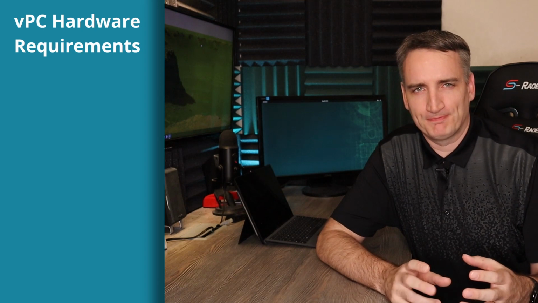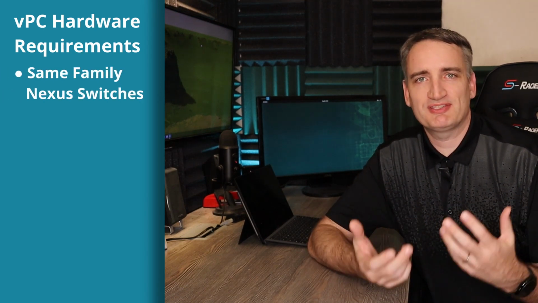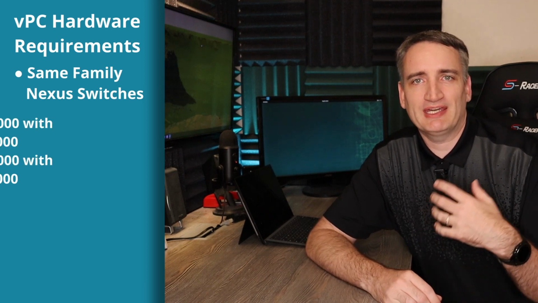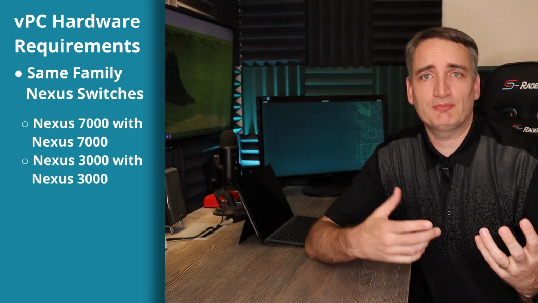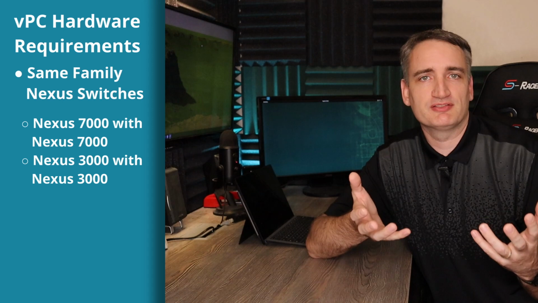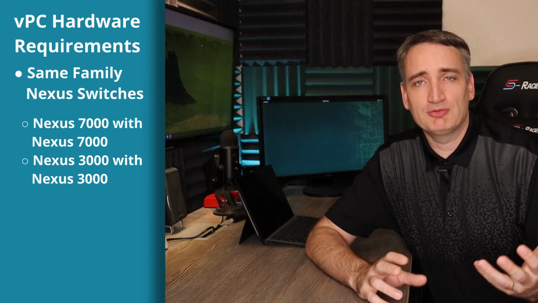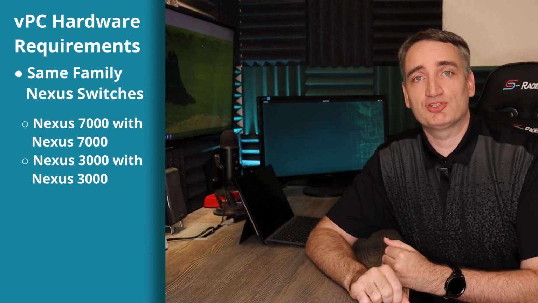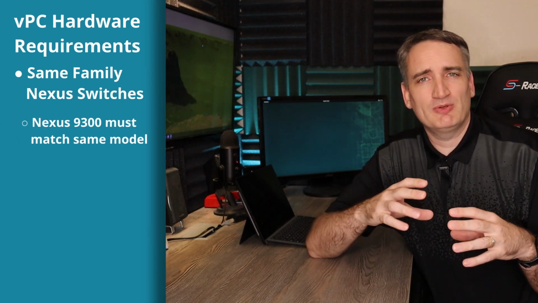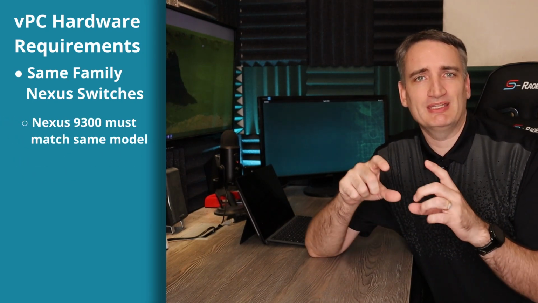Okay, so when we're configuring a VPC, there's some factors that we have to keep in mind. First of all, the VPC has to be configured between Nexus switches of the same family. So if you have a Nexus 7000 series switch, you have to pair it with another Nexus 7000 series switch. Now when we get into the Nexus 9000 series switches, which are the current line of Nexus, that is where we start having to even dig a little bit deeper.